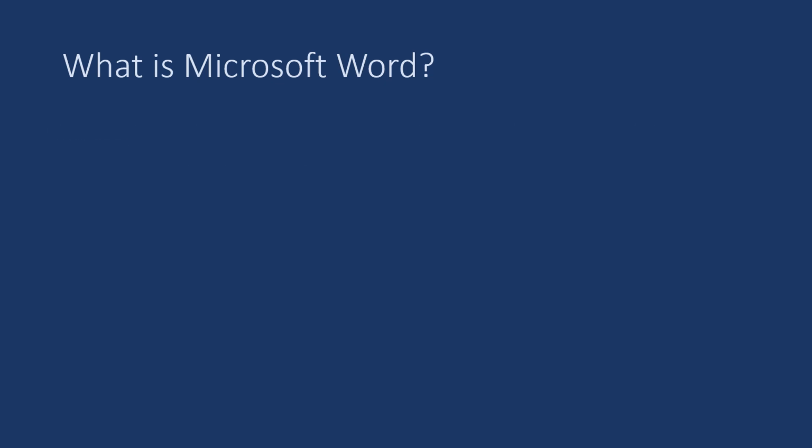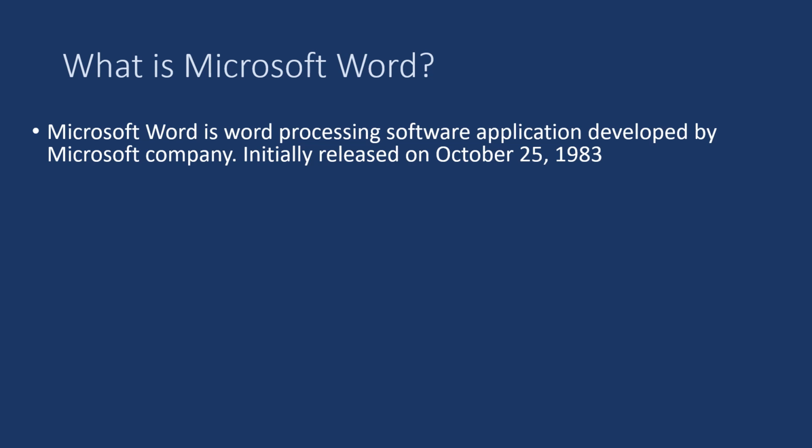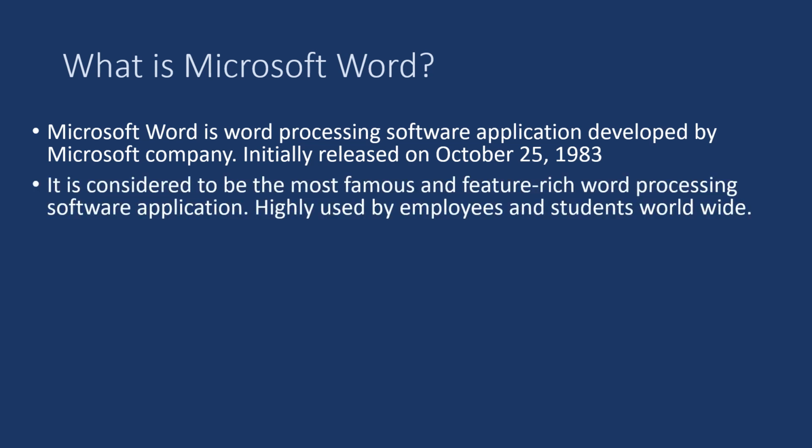What is Microsoft Word? It is a word processing software application developed by Microsoft. Initially, it was released on October 25th, 1983. So it's quite an old application, and it has been enhanced over the years. It is a very famous and feature-rich word processing application, highly used by employees and students worldwide. So when you learn how to use Word, this will be an added value for yourself, because for sure you will use it in your future job.